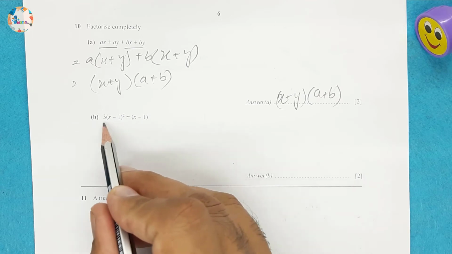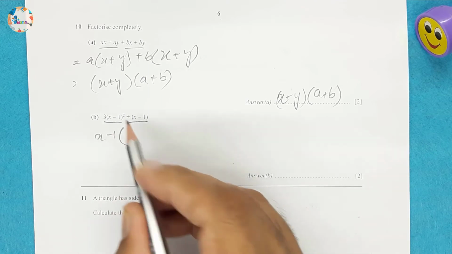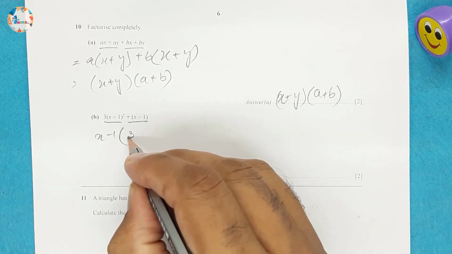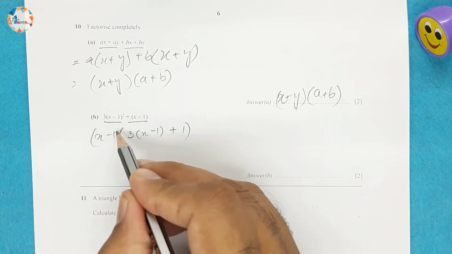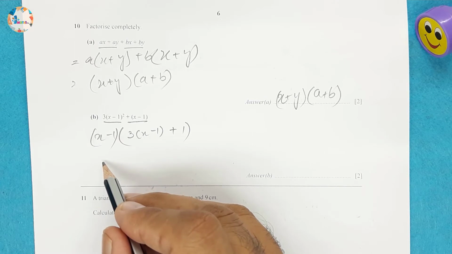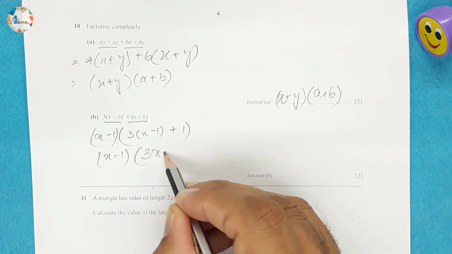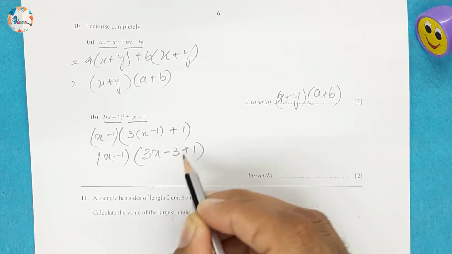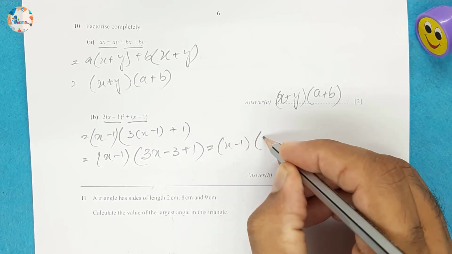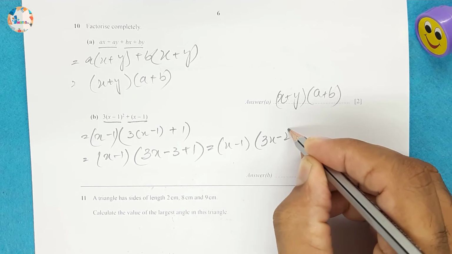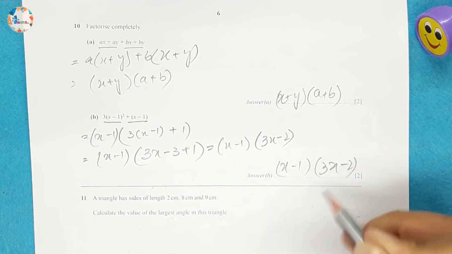Now this one also we have to factorize. From this part and this part we can take x minus 1 common. So inside will be 3 into x minus 1 plus 1, in brackets. Now we can simplify by opening whatever is inside the brackets. So it will be 3x minus 3 plus 1, and this will be equal to x minus 1 into 3x minus 2. This will be our final answer, x minus 1 into 3x minus 2.